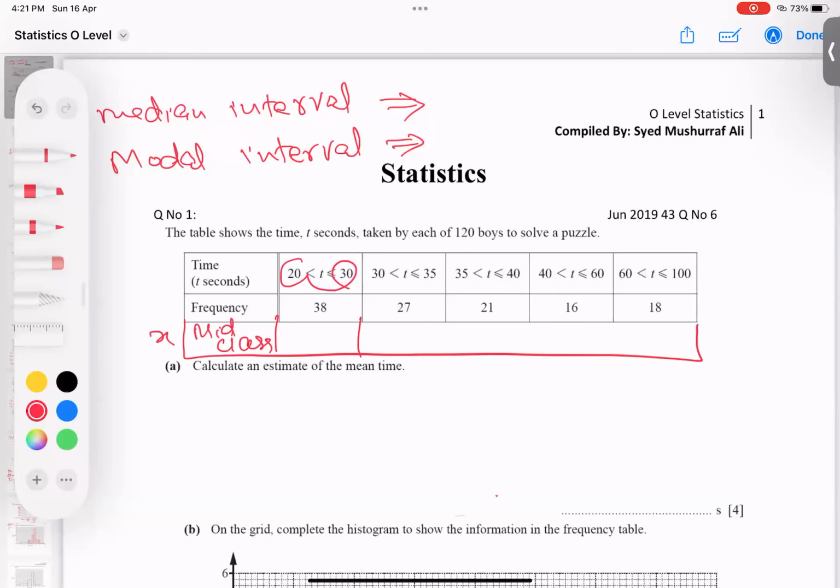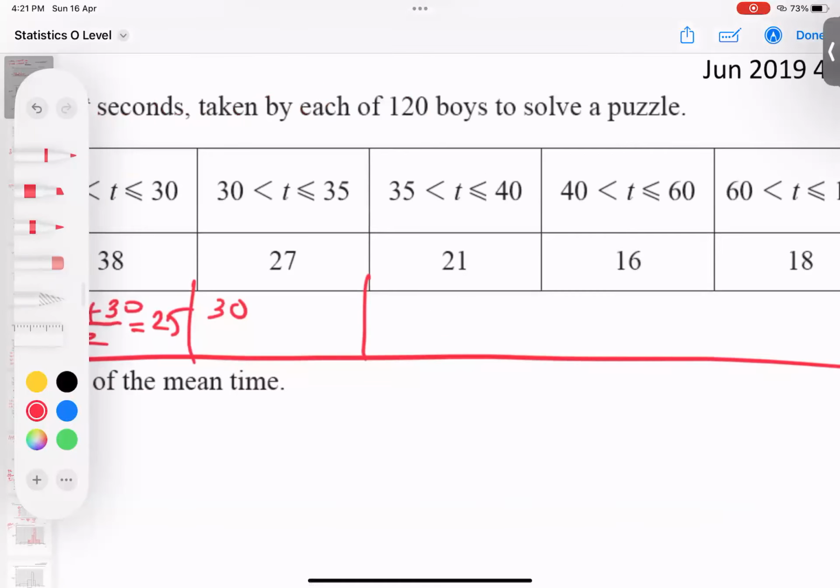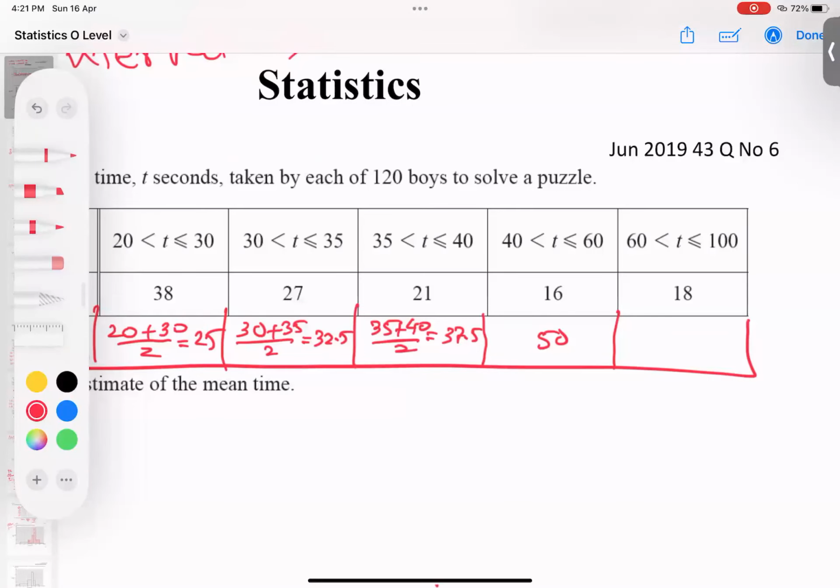So add them, 20 plus 30, I got 50, divided by 2, I got 25. Same approach here: 30 plus 35 divided by 2, and I got 32.5. 35 plus 40 divided by 2, 37.5. I believe the point is very clear. Here, 50, and here I got 80 coming. So I hope this part is very, very clear.